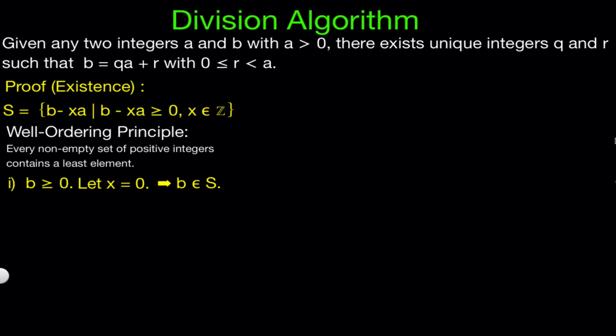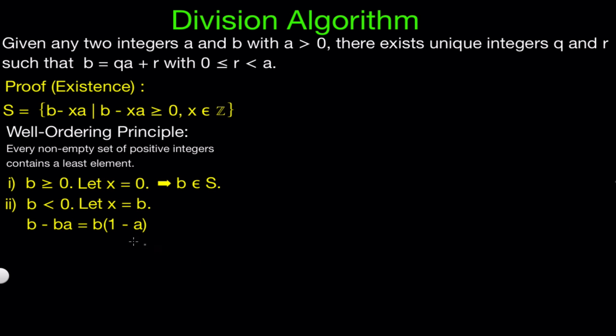So let's move on to our second case, and that would be b is less than 0. So in this case, you might want to play around with it a little bit and try to see if you can find an x on your own. But I'm just going to try letting x equal b. So if x equals b, we get b minus b times a, which of course can be simplified to b times 1 minus a. And we're trying to show that this is an element in our set.